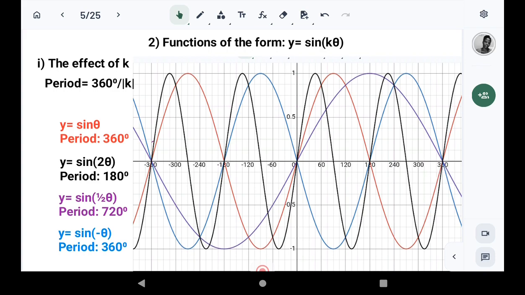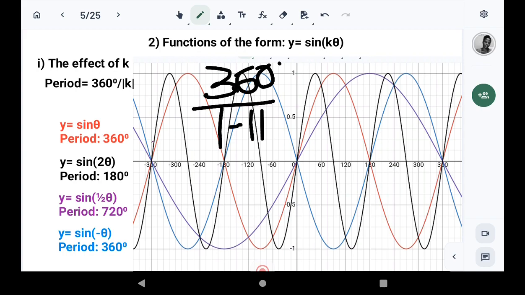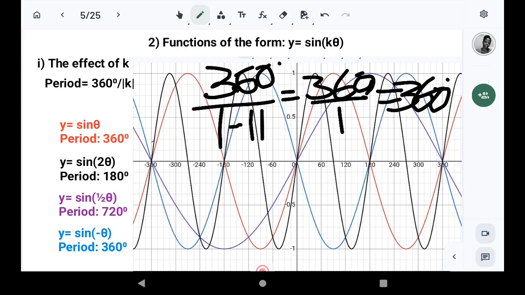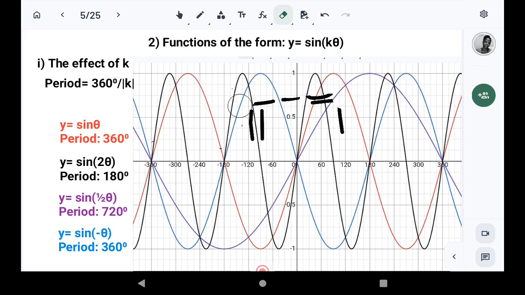When k is equal to -1, your period stays exactly the same, and you will see why. 360 degrees over the absolute value of -1 is equal to 360 over +1, which is equal to 360. All right, the period stays the same, but what happens to the graph is that you achieve the same effect you would for negative sine theta. In other words, the amplitude of -1. So the graph gets reflected about the x-axis, it's flipped around.